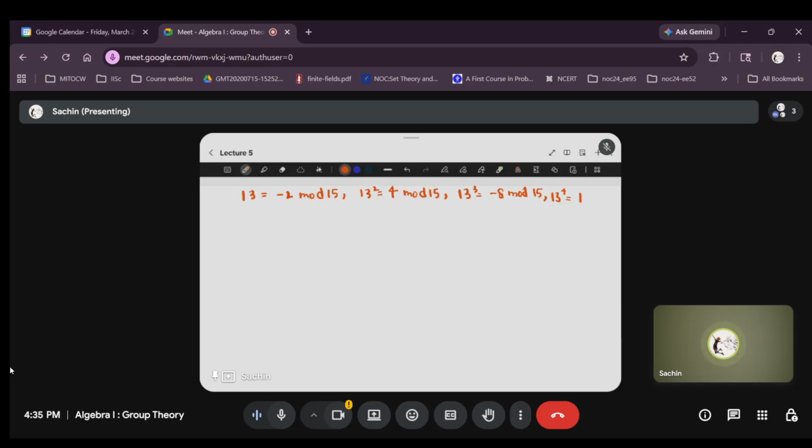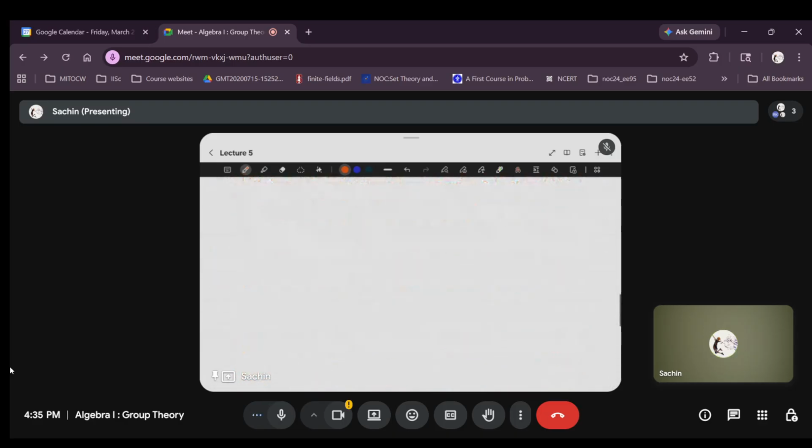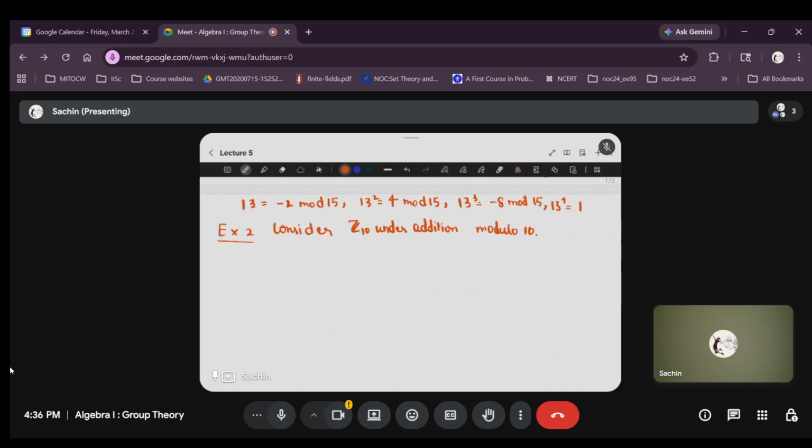The second example, just to make it clear, so instead of multiplicative notation, we'll consider additive notation just to get an idea. Consider Z10, so now it's under addition modulo 10. So the set is 0 to 9.